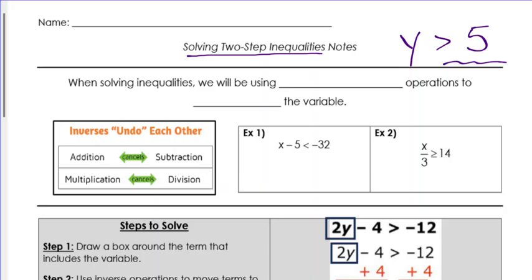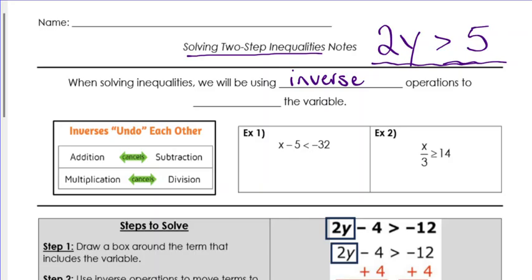And to do that, we're going to be using inverse operations. So you're going to see examples like this. 2 times y is greater than 5. And you want to get rid of that 2. You want to get the variable completely by itself. So right now, this example is not solved because the variable is not by itself.